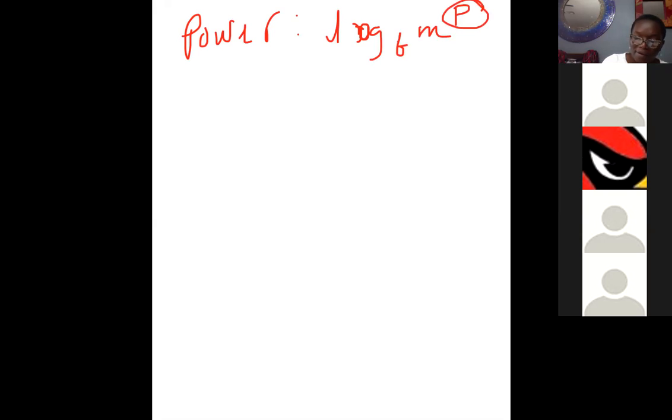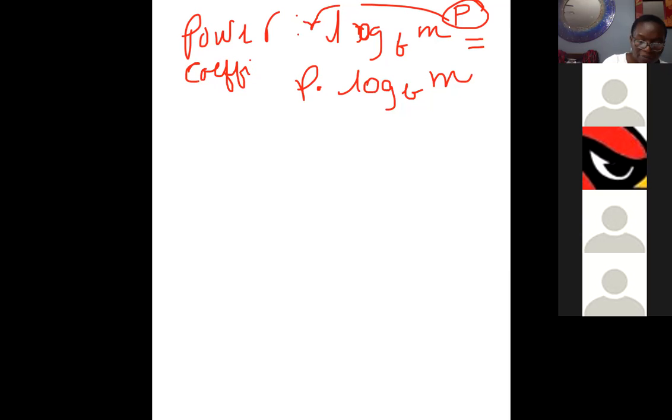So here we go. The power properties next, guys. For the power property, it says this. If you are given log base b of m to the p power, this power here will become the coefficient of the log. So we can rewrite this as the power times log base b of m. So in other words, the power becomes a coefficient.